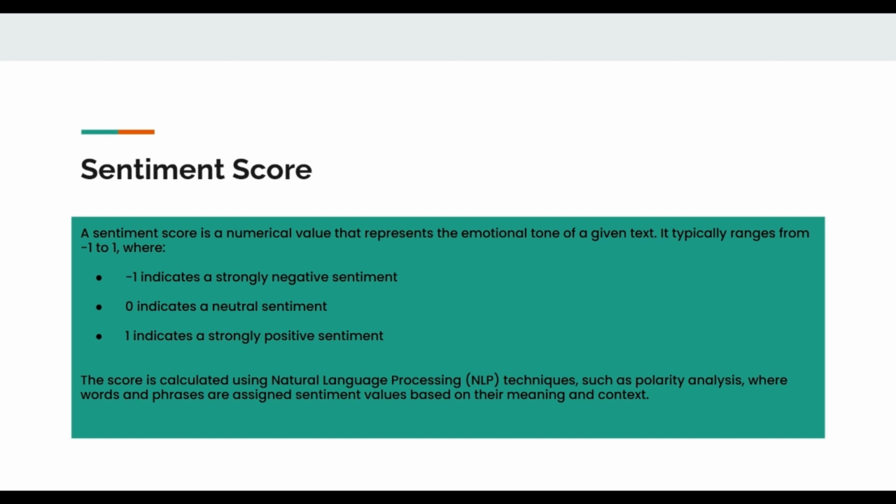To move on to the next line, we need to understand what a sentiment score is. The sentiment score is a numerical value that represents the emotional tone of a given text. It typically ranges from -1 to 1, where -1 indicates a strongly negative sentiment, 0 indicates a neutral sentiment, and 1 indicates a strongly positive sentiment. The score is calculated using natural language processing techniques such as polarity analysis, where words and phrases are assigned sentiment values based on their meaning and context.